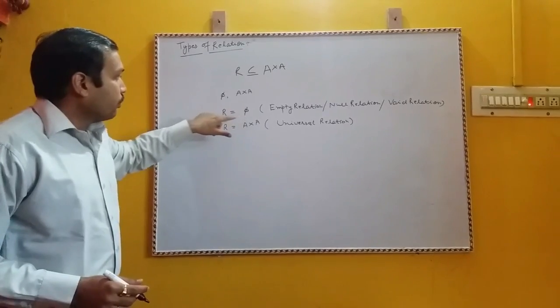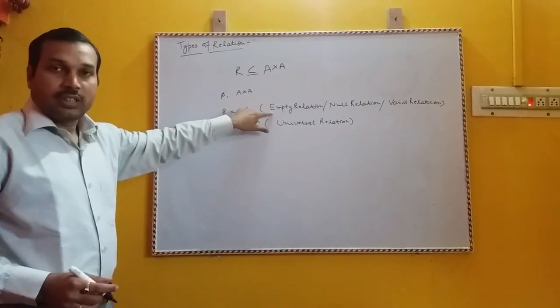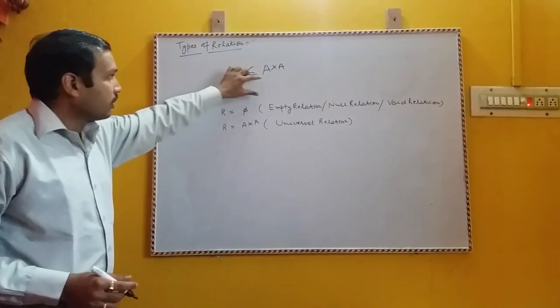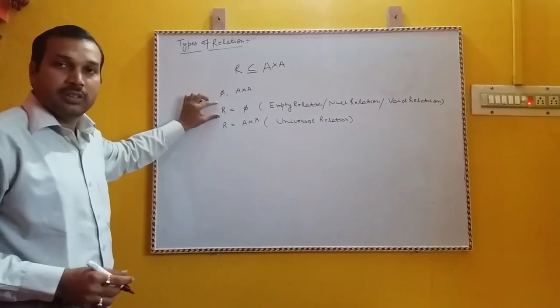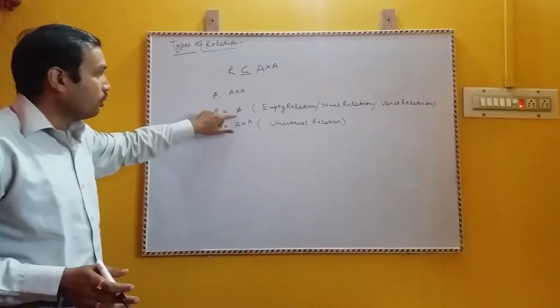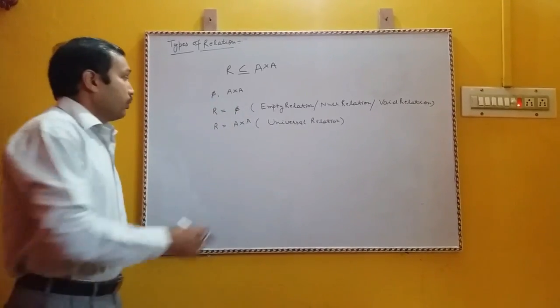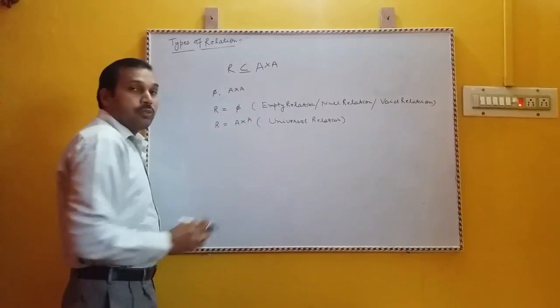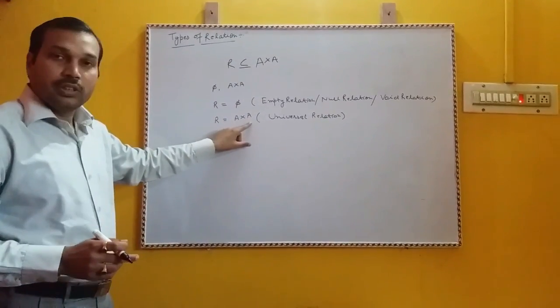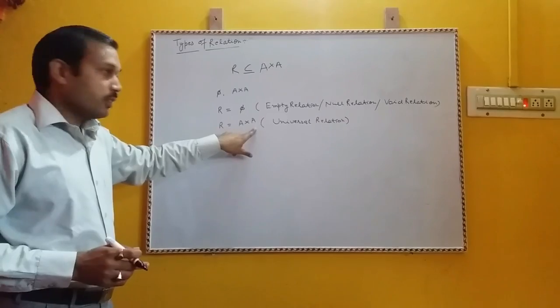इसका मतलब है कि R इक्वल टू फाई एम्प्टी रिलेशन, यानी कि सेट A के किसी भी एलिमेंट का सेट A के किसी दूसरे एलिमेंट से कोई संबंध नहीं है, R इक्वल टू फाई. Whereas R equal to A cross A, it means all the elements of A are related to each other. Clear?